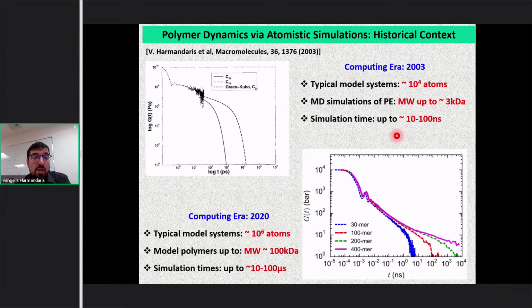What we can do nowadays, we can simulate systems at least 2 or 3 orders of magnitude larger, millions of atoms. At least, again, I would say 2 orders of magnitude longer chains, 100,000 molecular weight, and 3 orders of magnitude more time. And this is really before the exascale. So all these are still part of the petascale regime.